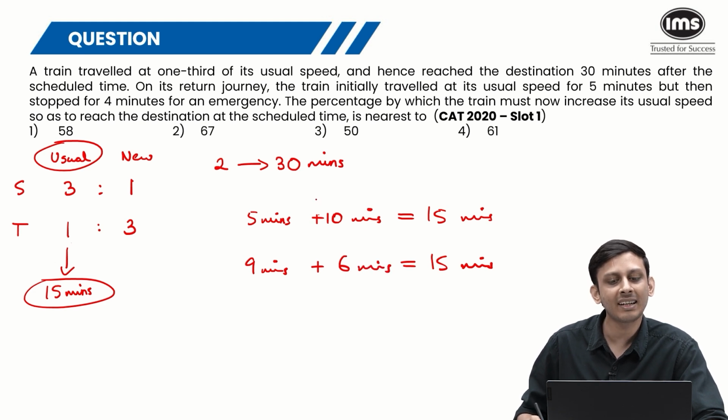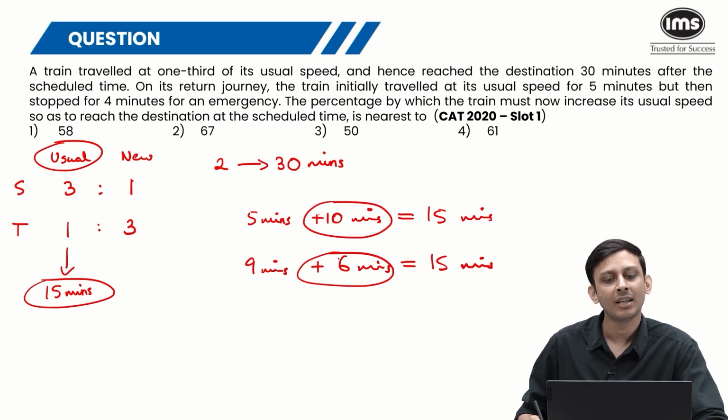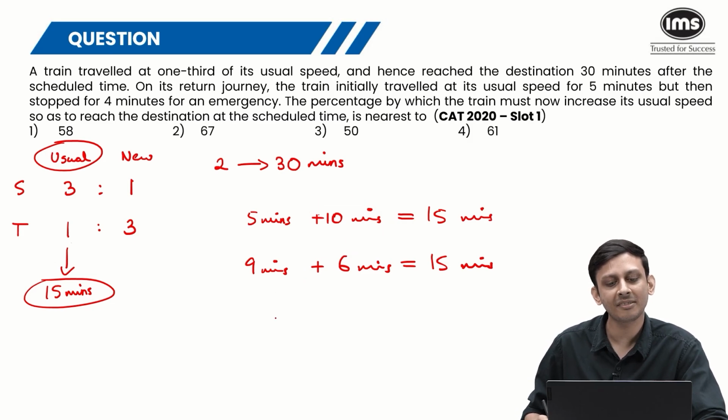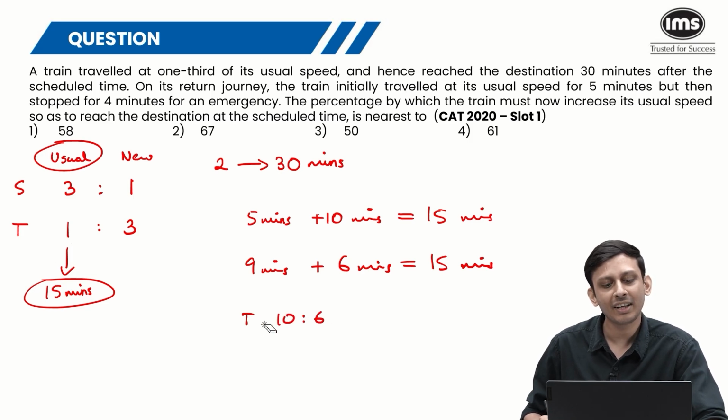So usually the distance that it takes 10 minutes for, now it has to cover it in 6 minutes. Now, if you look at the ratio of these times for the same remaining distance, the ratio of the time is 10:6. So the ratio of the speed, of course, will be the reverse. Ratio of the speed will come out to be 6:10. And 6:10, of course, we can simplify. So that will become 3:5.